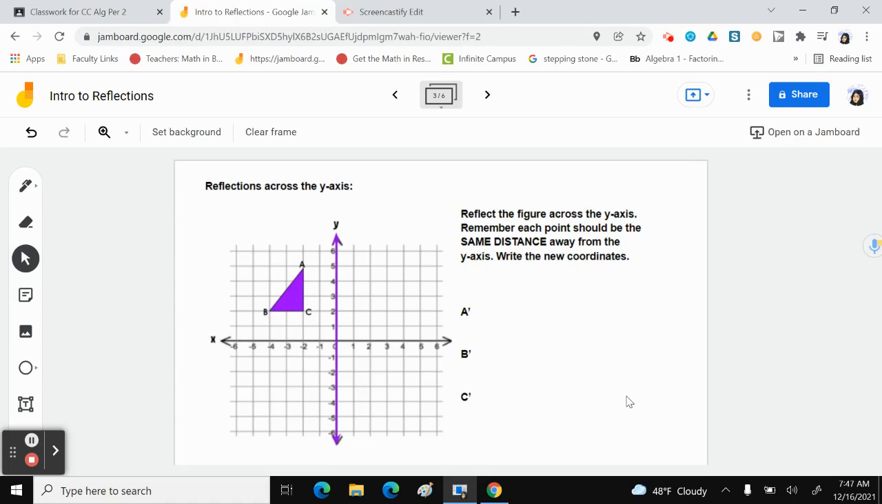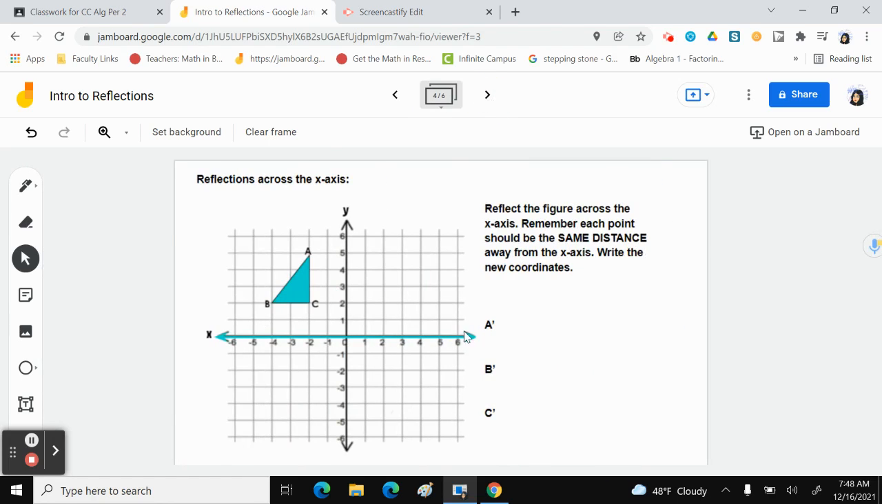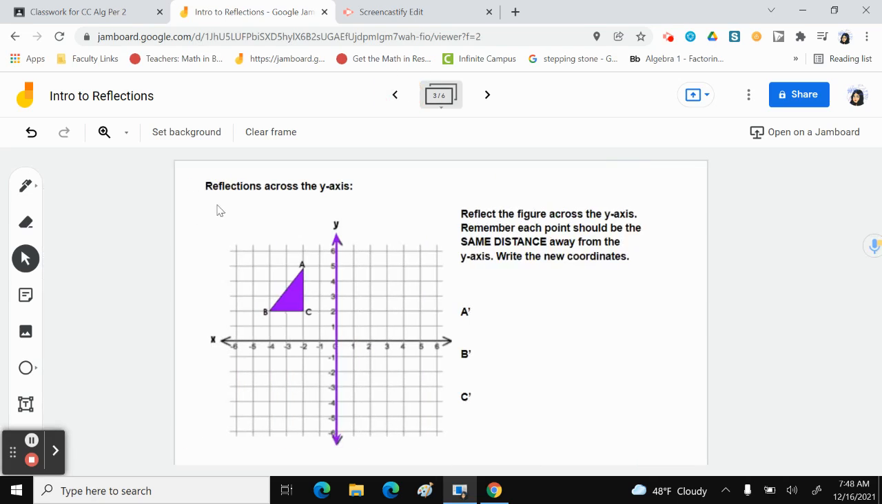So now we're going to see how to perform a reflection in the coordinate plane. You can reflect over just about any line in the coordinate plane, but today we're going to focus on two of the basic ones that are pretty common, which is reflecting over the y-axis. Remember, the y-axis is vertical, goes up and down. And then we're going to look at reflecting over the x-axis, which is horizontal, left to right.